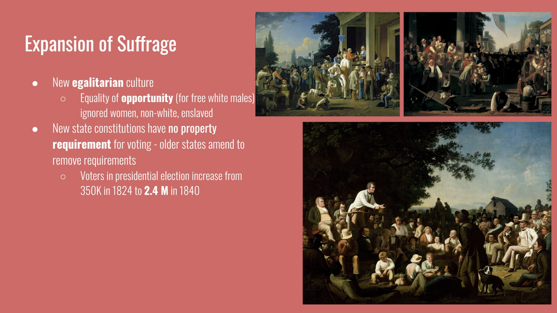The panel on the right is the announcement of the results. In all three of these paintings, democracy is portrayed as a large communal event that a lot of people participate in regardless of income, but the people that are absent from it are women, enslaved people, or people of color.